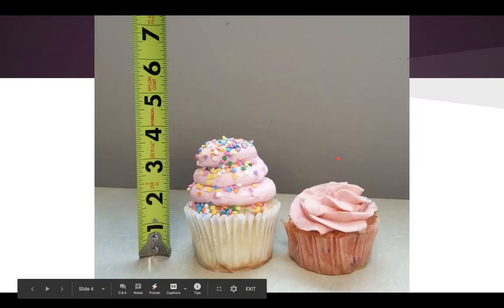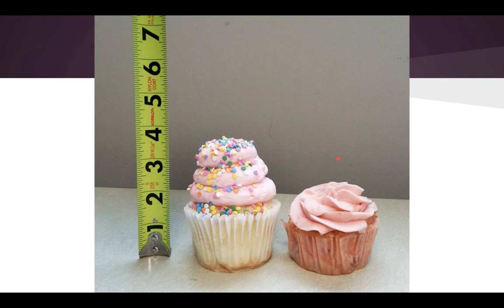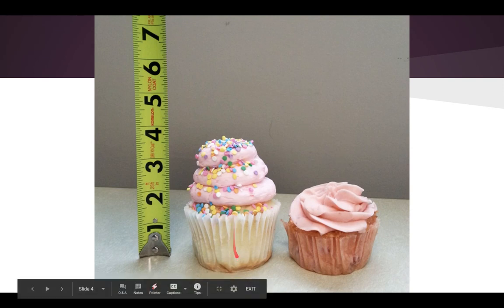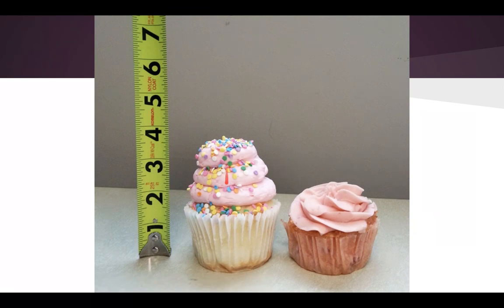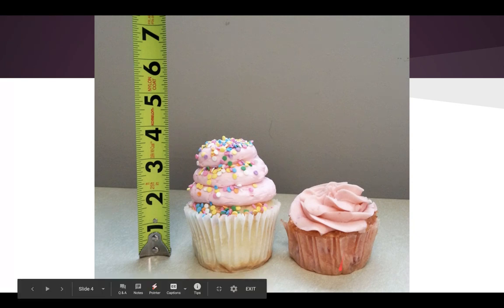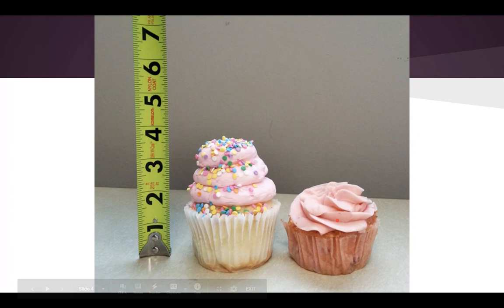Okay, now if you ever order commercial cupcakes, like from Safeway or something, there's a size relationship there. Typically, the height of the cake on that cupcake is about equal to the height of the frosting. You can even see it on this one. The height of the cake is about equal to the height of the frosting. So hopefully you're starting to see size relationships.